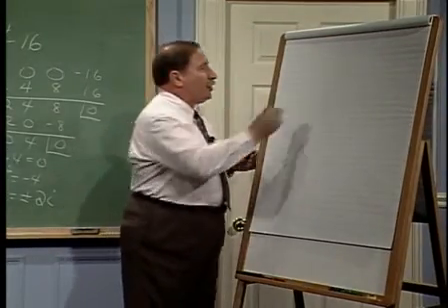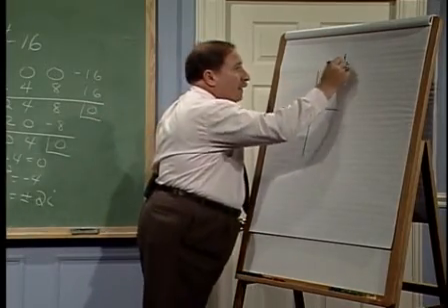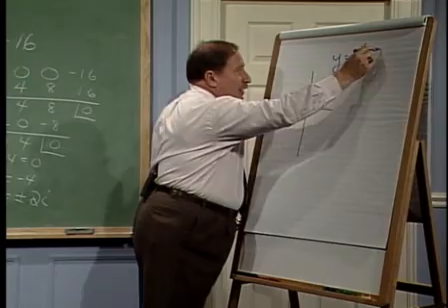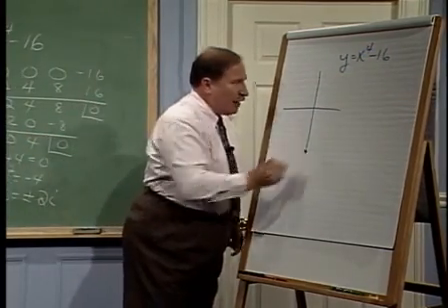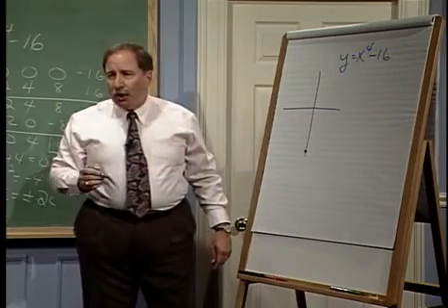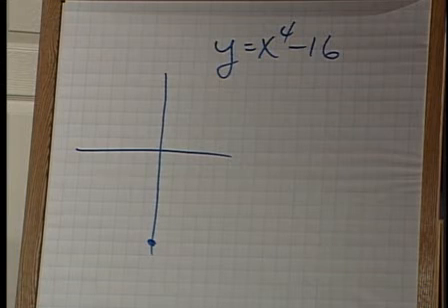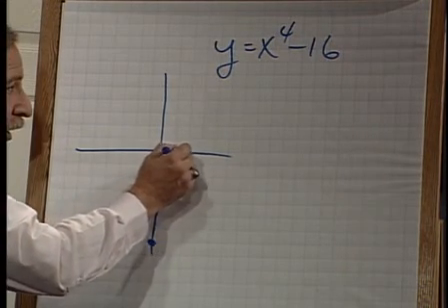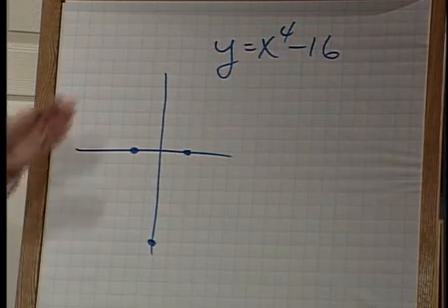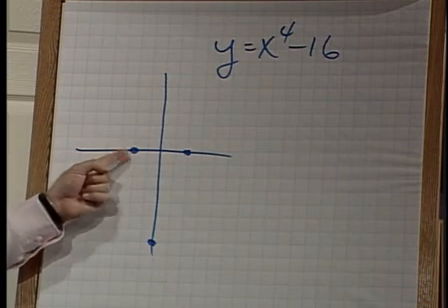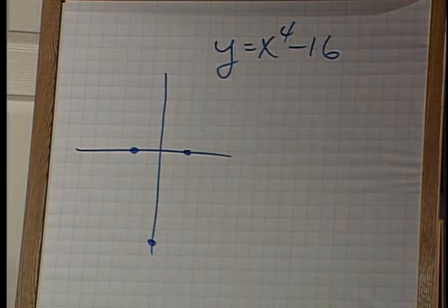Let's draw our axes. And what do we have? We have y equals x to the 4th minus 16. The first thing we know is that negative 16 down here someplace is the y-intercept. We also know that we have x-intercepts at 2 and negative 2. This is 2, here's negative 2. The other two values for the zeros of this polynomial are imaginary, which means these are the only two places where this function crosses the x-axis.